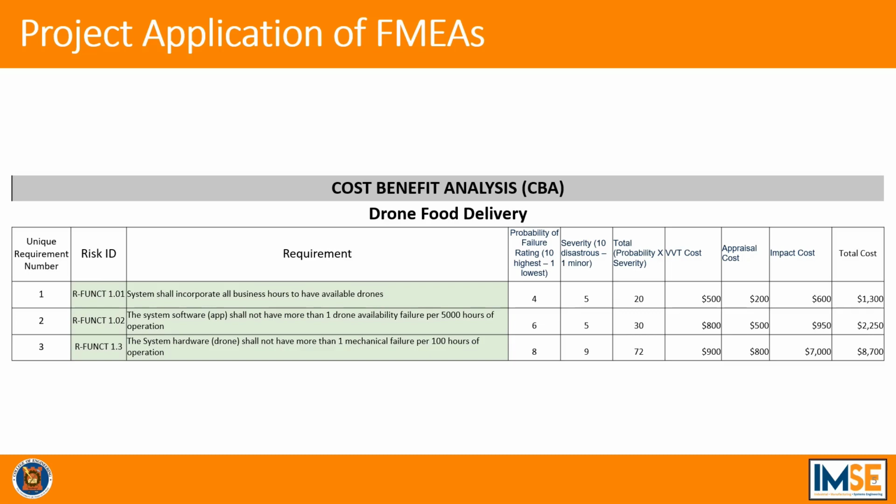The first column that we saw after the requirement was the probability of the failure. Each team rated each of our risks from 1 to 10, 1 being the lowest, 10 being the highest. Then we rated the severity to get the total, the probability of the severity. We then got the cost, the appraisal cost and the impact cost. And the next actions that our teams will have to take is to look at the more severe risks or potential failures so we can take corrective actions on them.